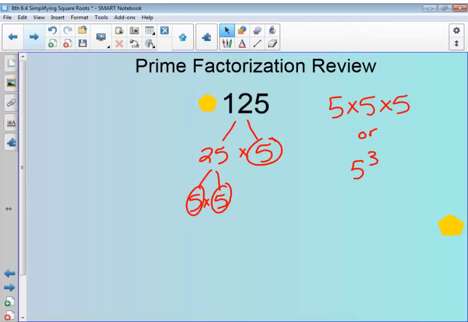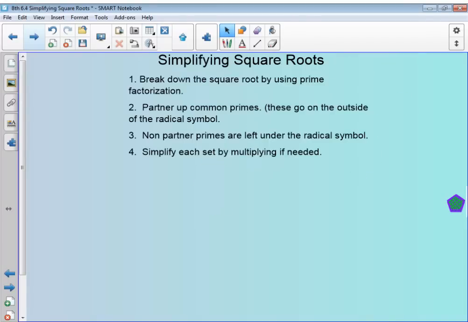Okay, so this was working. When we broke it down, we ended up with 5 to the third power, or 5 times 5 times 5 was 125, broken down into its primes. Okay, so we're going to be using that concept in this next step, where it's asking us to simplify square roots. So remember, a square root is the opposite of a number squared, right? So they're going to give us some that are not perfect squares. So here, 80 is not a perfect square.